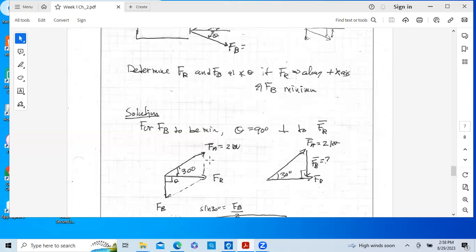It's greater out this way. This is less. If I drop a vertical, this is actually the minimum value here. Okay. It's the minimum value. At any other angle, F sub B becomes larger. This is the minimum value. So that is a condition. Here's my triangle, 30 degrees, kilonewtons here, F sub B and resultant.